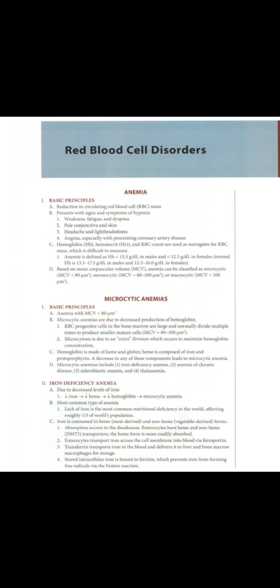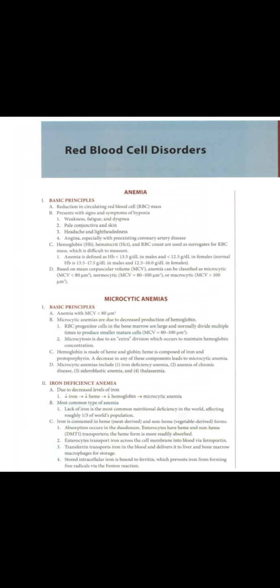Iron deficiency anemia. Due to decreased iron, heme is less, hemoglobin decreases, and microcytic anemia results. It is the most common type of anemia; lack of iron is the most common nutritional deficiency in the world, affecting roughly one-third of the world's population. Iron is consumed in heme, meat-derived, and non-heme, vegetable-derived forms.